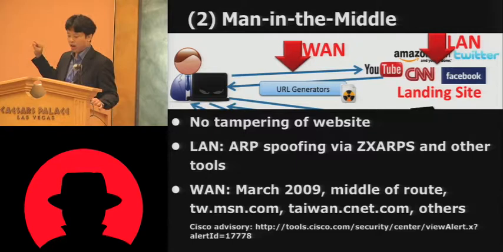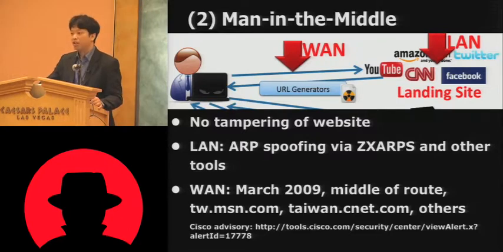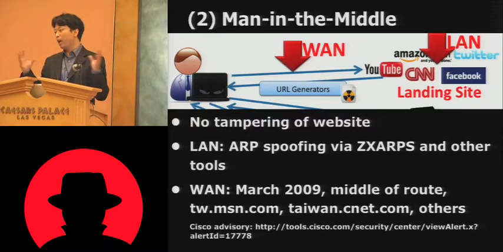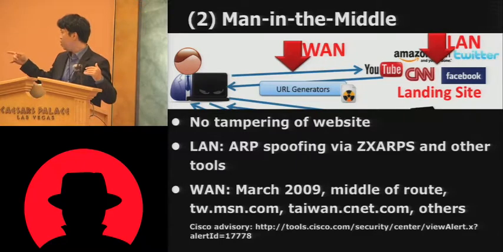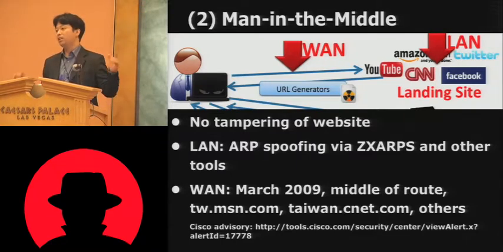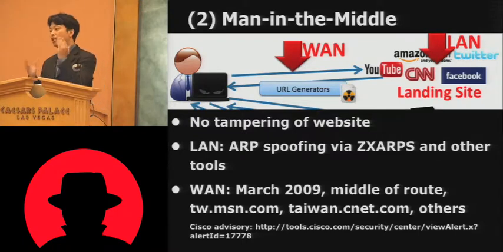And then there's also a man in the middle on the route. And that happened, for example, in early March last year. It happened in the middle of the route for tw.msn.com, taiwan.cnet.com, and others. What happened was, in the middle of the route, a network device was compromised. Most of the traffic, because tw.msn.com is in Singapore, but it's accessed mostly from Taiwan. And so in the middle of the route, where most of the traffic goes through, one of the network devices was compromised, and it was injecting these malicious scripts into the packets and sending them back.